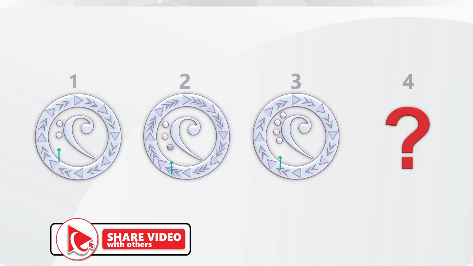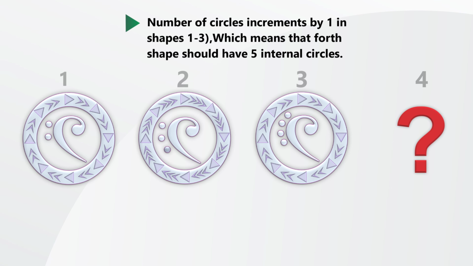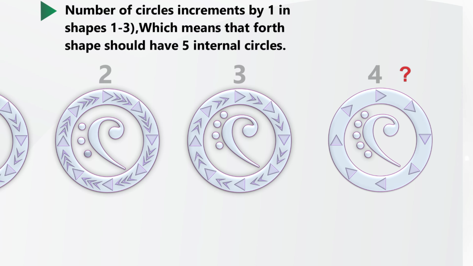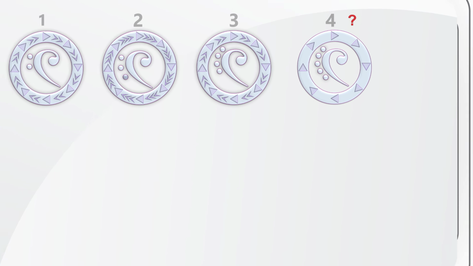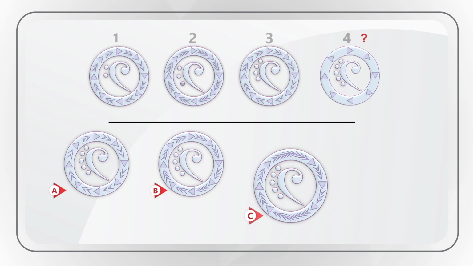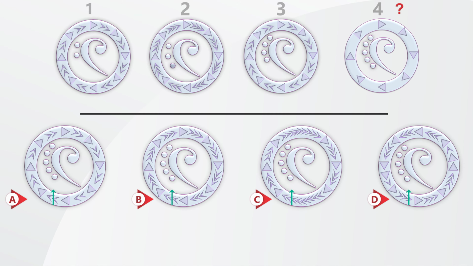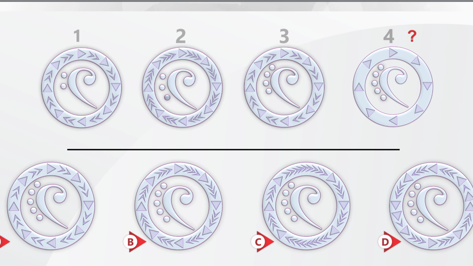The number of circles increments by 1 in items 1 through 3. For example, item 1 has 2 circles, item 2 has 3 circles, and then item 3 has 4 circles, which means that item 4 should have 5 circles. Well, guess what? I was so excited to select the final answer just based on this finding, but then I noticed that all choices A, B, C, and D have 5 small circles inside, which leads us to the conclusion that the number of checks between triangles defines the final answer.